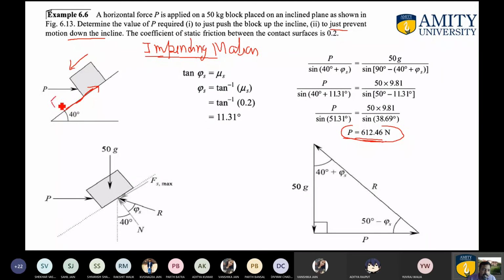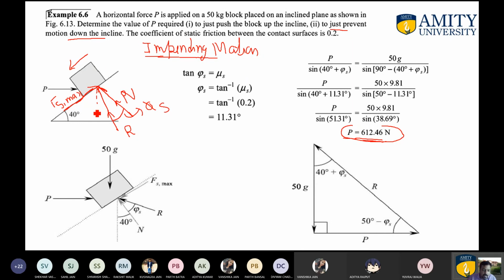So this is your Fs max over here. After that, the normal reaction will be exactly the same as what you already applied. So this is the normal reaction, now represented by N. Now somewhere in between these two will be the resultant of these forces. So let this be the resultant, represented by R. Now the angle of R with the normal reaction is always defined as the angle of friction, which is phi s. So this will be your phi s.